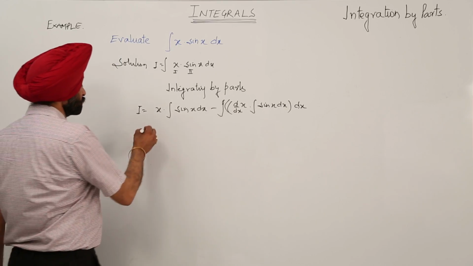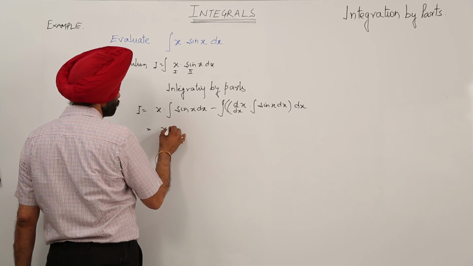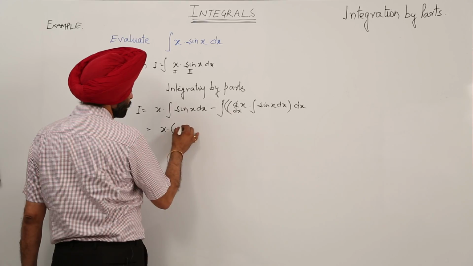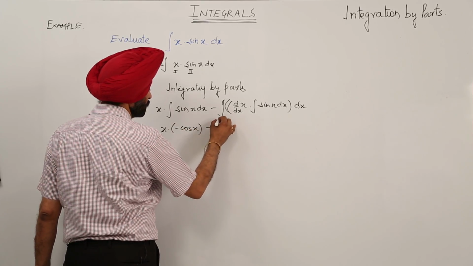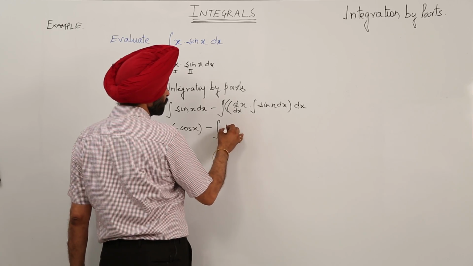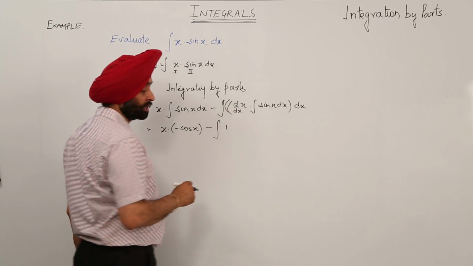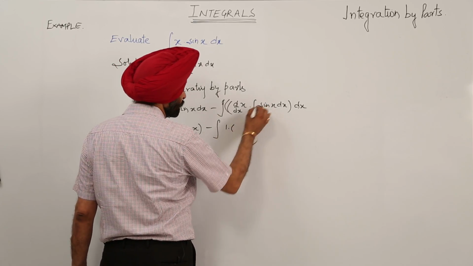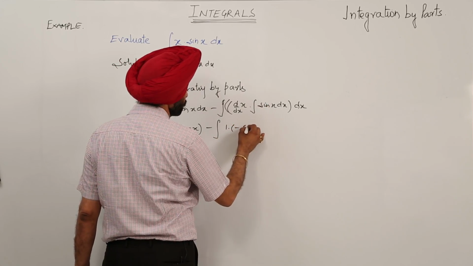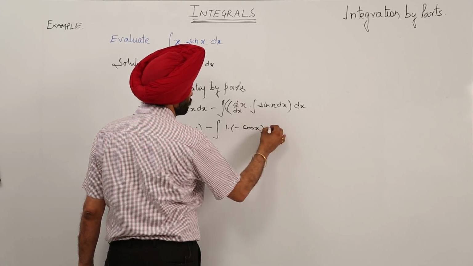Okay, so now x with integration of sin x, that is minus cos x, minus integration, now this becomes 1, d by dx of x, that is 1, with integration of minus sin x, that is minus cos x dx.